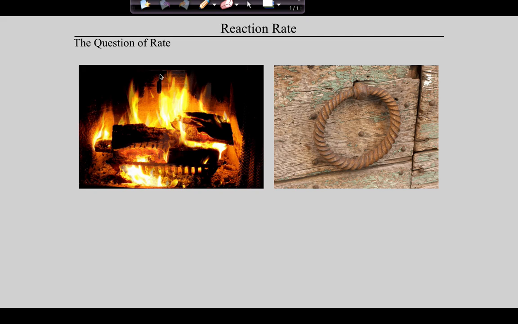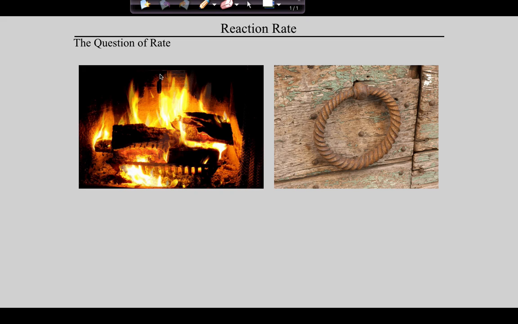What do these two reactions have in common? Do you know? Guys, these are both reactions with oxygen. No oxygen, no fire, right, Boy Scouts? But guys, no oxygen, no rust. So these are both reactions with oxygen.